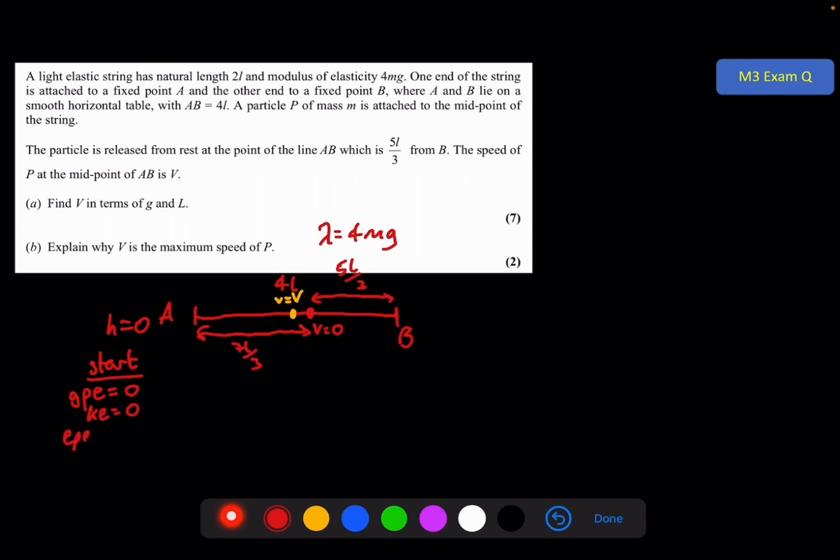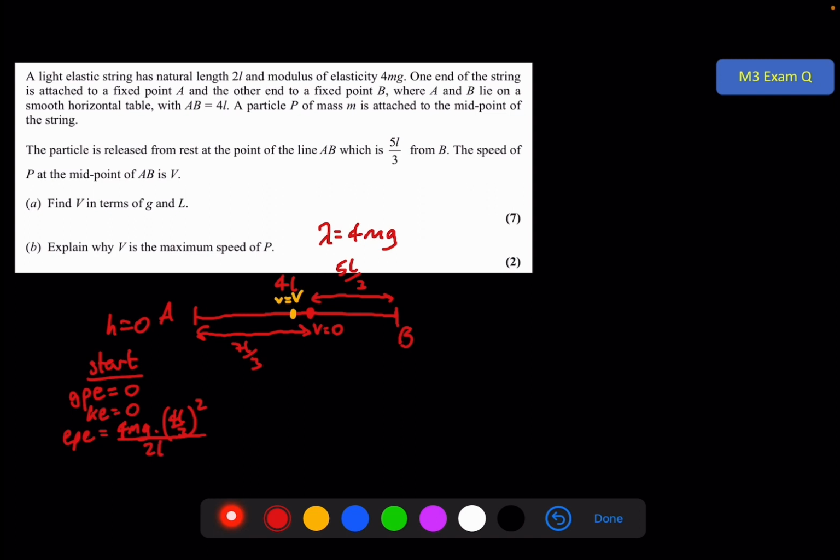And the elastic potential energy in my imaginary 2 strings instead of one long string is going to be this and this. So we've got lambda, 4mg, times x. So I'll do this one here first. So half of the original string, the natural length was L, and it's been extended to 7L over 3, so the extension is 4L over 3. We need to square that and divide it all by 2 times the natural length, which for this left-hand half of the string is L.